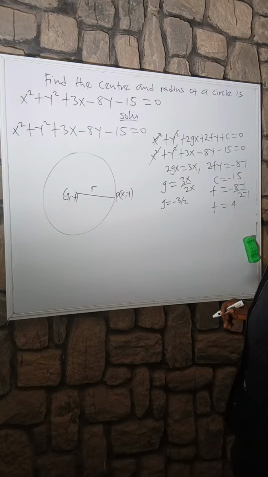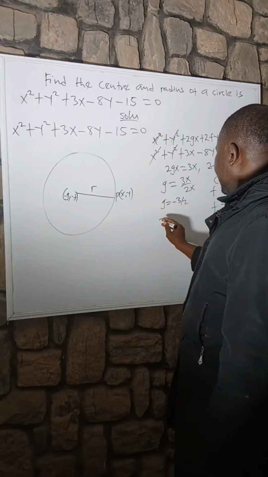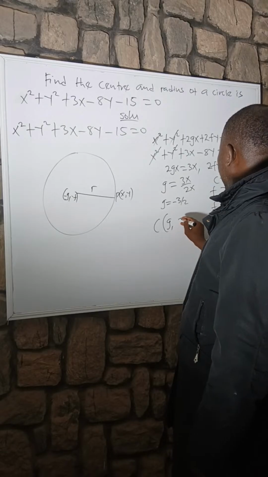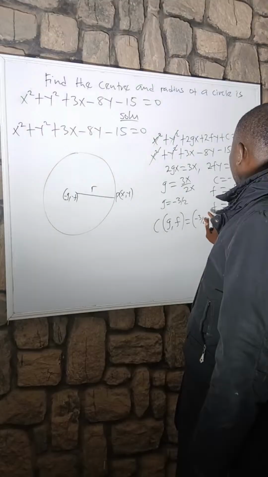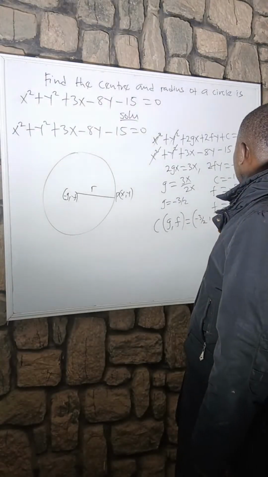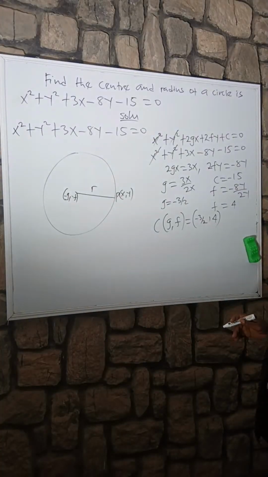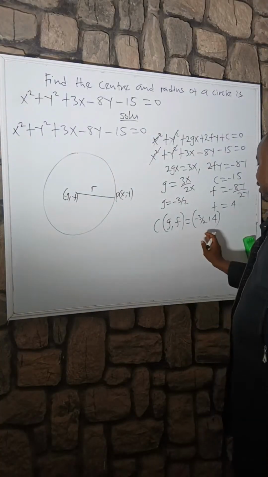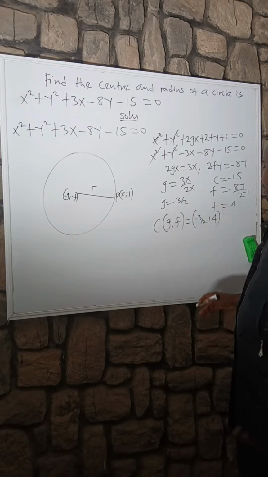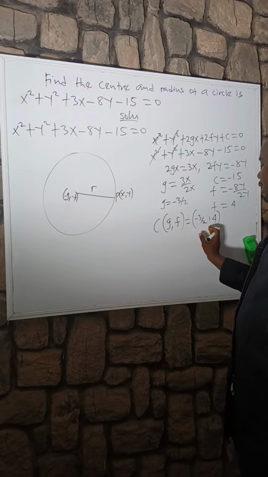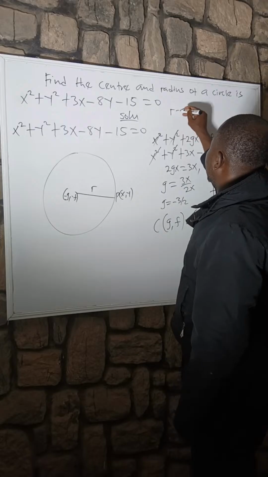They said find the center and the radius. The center is g comma f, which is equal to minus 3 all over 2 comma 4. Can you see now? This is the center. Although the previous one I did not do in this form, you can go back and put it in this form. Then the radius, what we need is this formula.